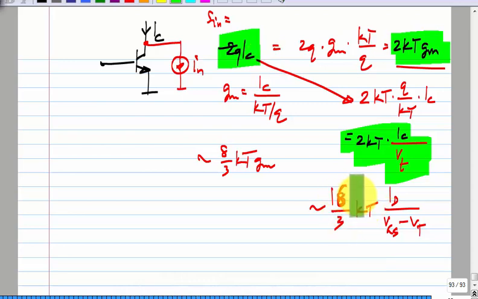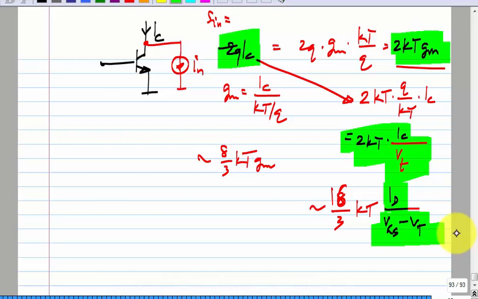Whereas, with a MOS transistor, you have VGS minus VT. So, by using a larger VGS minus VT, you can get less noise. Of course, you pay the penalty. You have to bias it with a large VGS minus VT, but it is possible to have lesser noise. Okay. So, there are these different trade-offs.